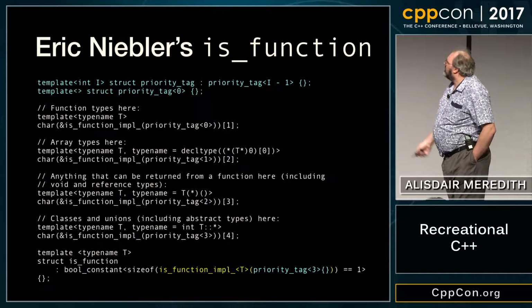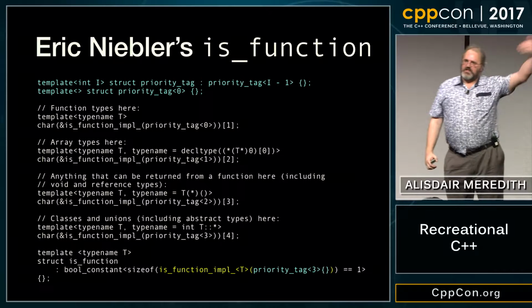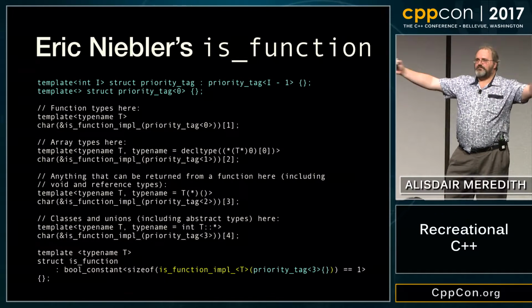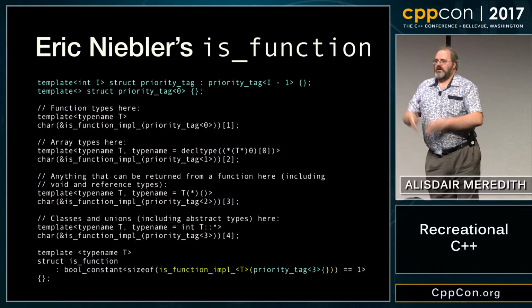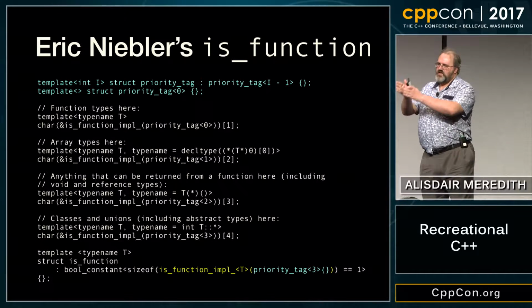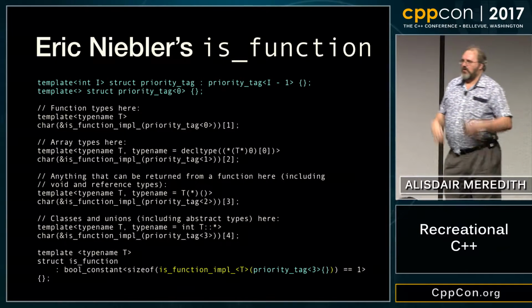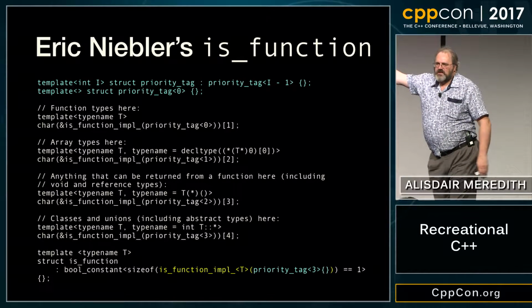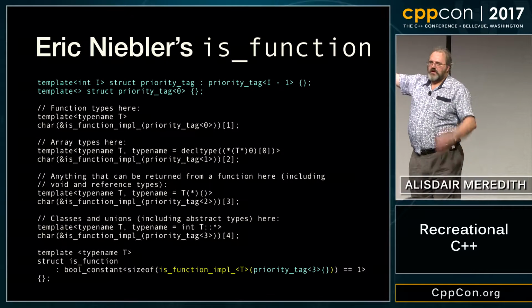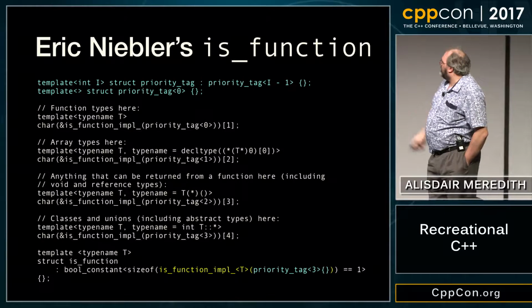Start at the top and the bottom. We're creating this priority tag type, which is a type that recursively inherits, and I say I'm going to have this many different tag types. And so if I've got a tag type, we're going to have 3 or 4 of these overloads. I'll have a tag type 3 derives from tag type 2, derives from tag type 1, derives from tag type 0. So I can plug in the biggest tag type at the top, and it will go down through the overload set and see which thing it matches, which is what we're doing at the bottom.